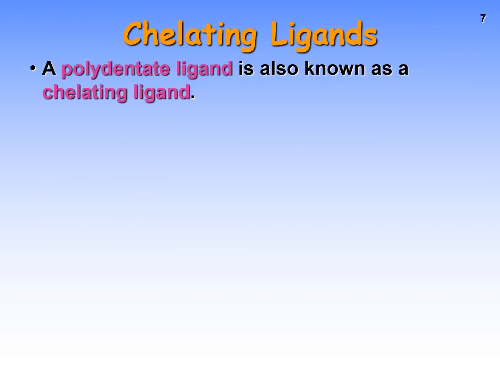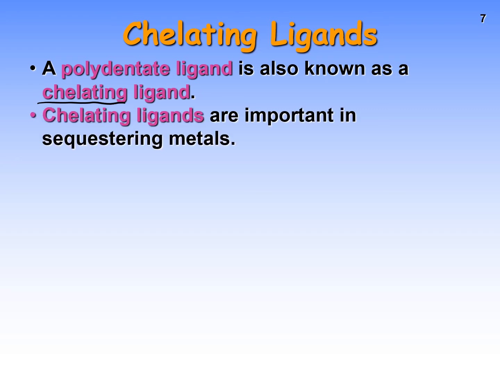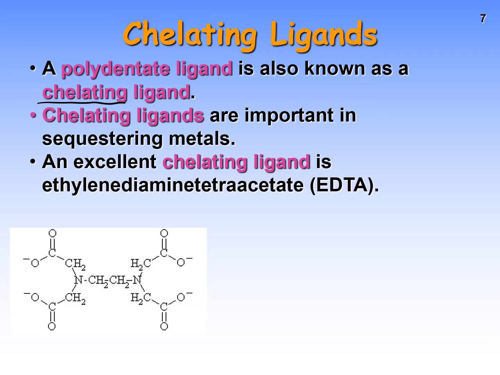All right, again, a polydentate ligand has another name as well. It's also called a chelating ligand. Again, there are other pronunciations of this word, but I've always heard it as chelating. Chelating ligands are really important for sequestering metals. Like if, for instance, we had some heavy metals that we wanted to get out of water before we could drink it, we could use chelating ligands to bond them and then pull them out of the aqueous phase so that we could then make that water safe to drink.